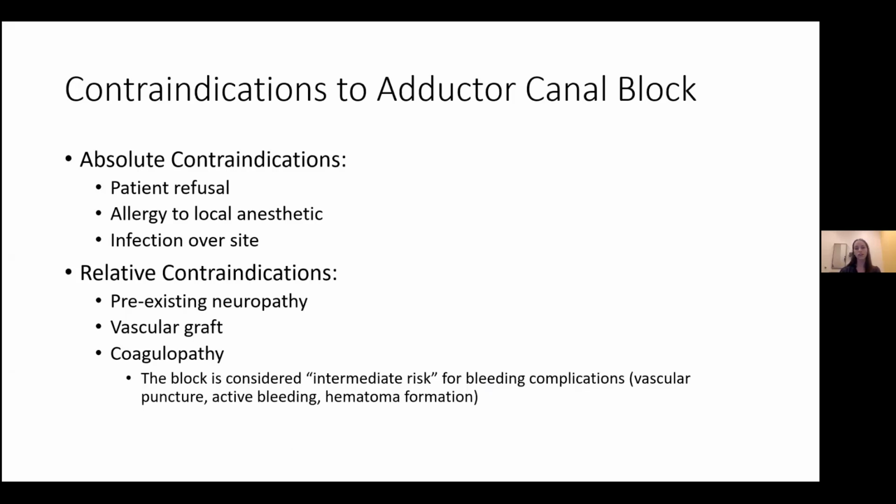And so there are very few contraindications to the adductor canal block. It's primarily the ones that we usually think of, like patient refusal, allergy to the local anesthetic, infection over the site. Relative contraindications would be previously existing neuropathy. So if there's any history of neuropathy, you want to document that quite well and have a risk and benefit discussion with the patient. Also, I've had a few blocks where the patients had a vascular procedure.